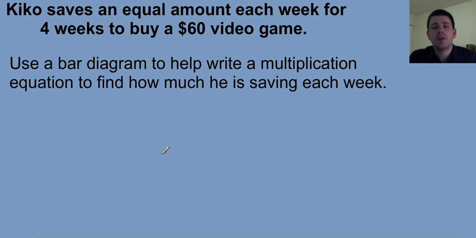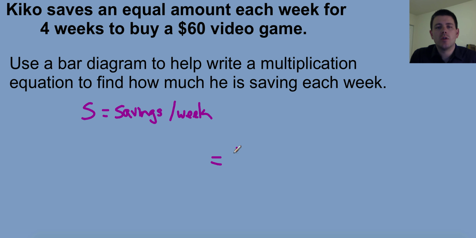Well, we don't know how much he saved each week. So let's call that S. That's his savings each week. Well, we know that total he ends up saving $60. He saves it over 4 weeks, saving S dollars each week. Well, if it's 4 weeks and S dollars each week, total it's 4 times S to find his total. 4 times the amount each week gives us the total overall.